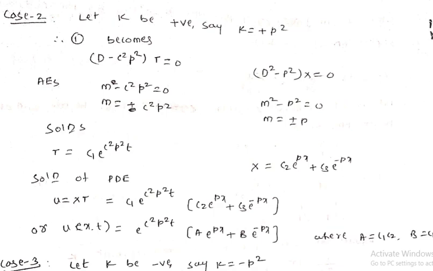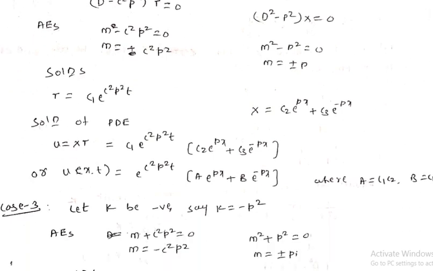Second term, (D² − p²) X equal to 0, or m² − p² equal to 0, or m is equal to plus or minus p. So both roots are different. So its general solution is c2 e^(px) plus c3 e^(−px). Then substitute T and X in the u equal to XT equation. If you multiply the whole bracket by c1, it becomes c1 c2, denoted as A, and c1 c3, denoted as B. So this gives the second solution.